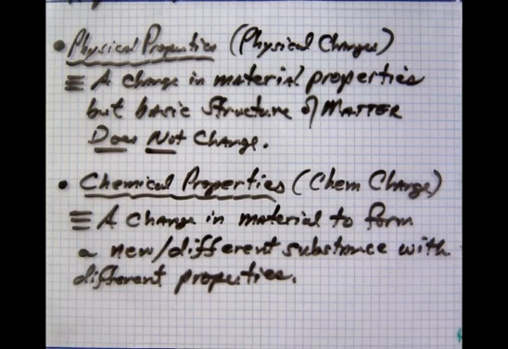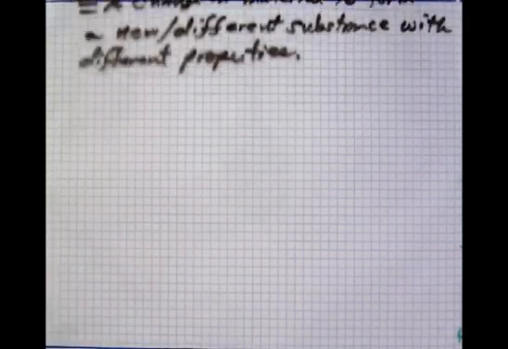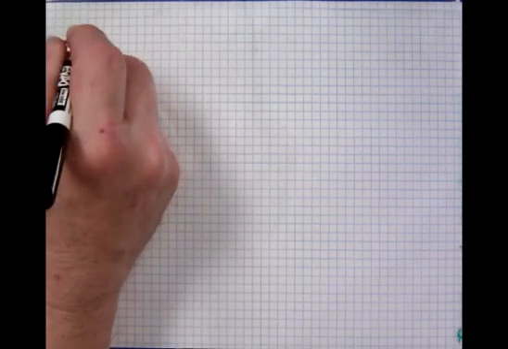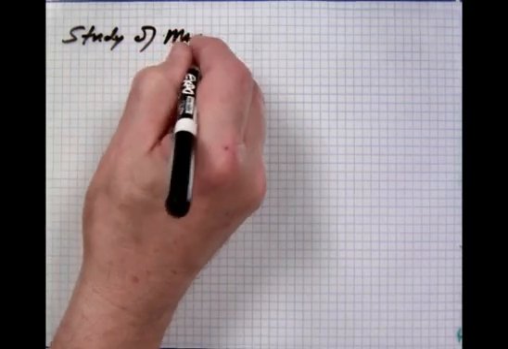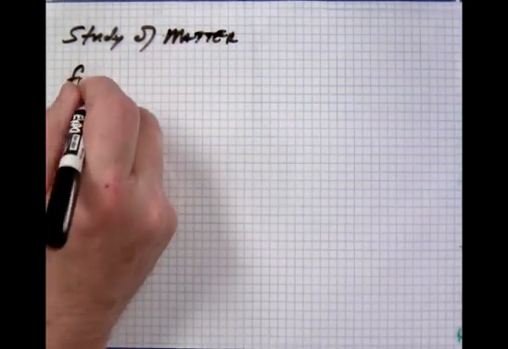Okay. Now, we've broken down our world into the simplest entities that we can possibly create, and that is the fundamental particles. So we want to start with a basic study of matter. It starts with what we call fundamental particles.